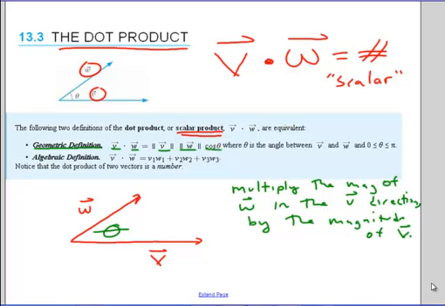And just to make sure that we see how the definition that I gave before and the geometric line up, w cos theta is this blue vector right there. So it's multiplying the magnitude of w in the direction of v times v. Then the algebraic definition says that if we multiply their components, the x components and the y components and the z components, find the respective products and then add them, you will get the dot product.